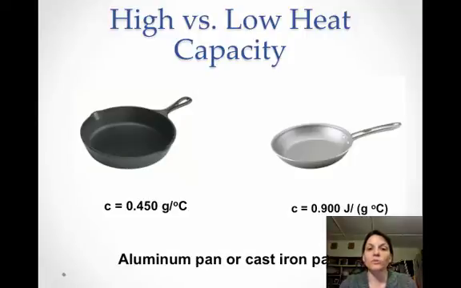Another example, what about an aluminum pan or a cast iron pan? Well, I have listed there the values of the heat capacity of these two metals. Cast iron has a heat capacity of 0.45 joules per gram degree Celsius, whereas aluminum has 0.9 joules per gram degree Celsius. Oh my gosh, I messed up the units on the one on the left. So what does that tell you? Well, it tells you that the cast iron pan is going to heat up quicker, but it's also going to cool down quicker, whereas the aluminum pan will maintain its heat. It'll take a little longer to warm up, but it'll maintain its heat better.